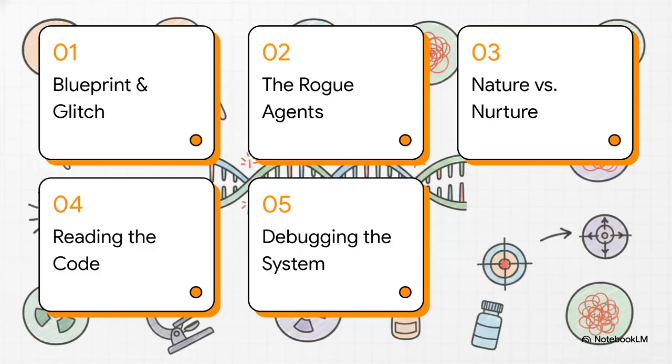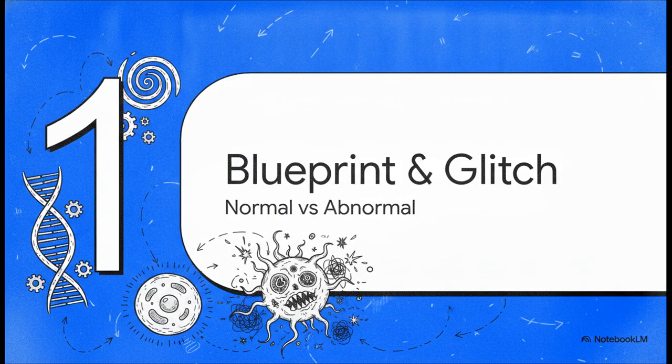To answer that, let's look at our roadmap for this explainer. We're going to break this all down into 5 parts. 1. The blueprint and the glitch. 2. The rogue agents. 3. Nature versus nurture. 4. Reading the code. And finally, 5. Debugging the system. Starting right off with Section 1, the blueprint and the glitch.